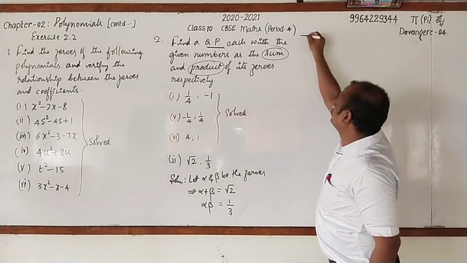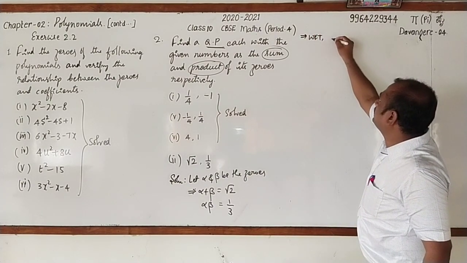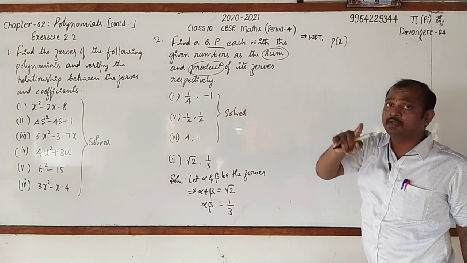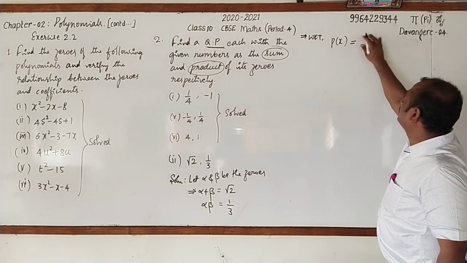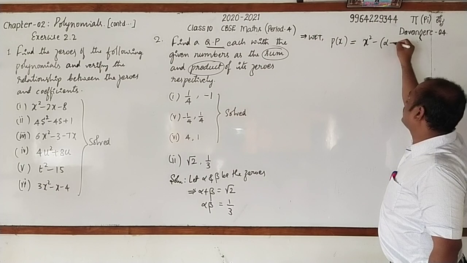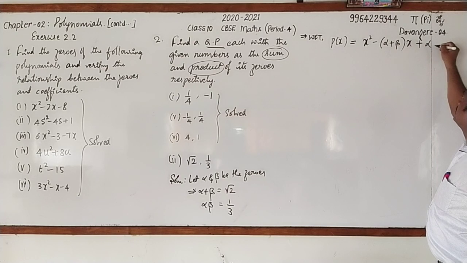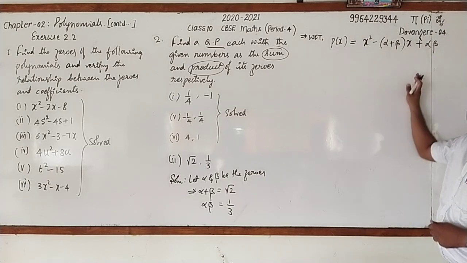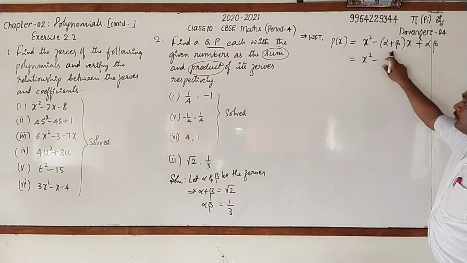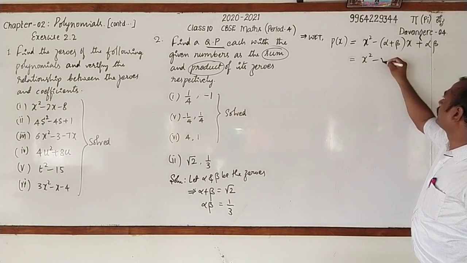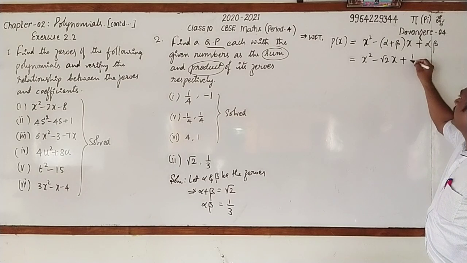Dear students, you know that the quadratic polynomial, when zeros are given, can be written as p of x equal to x square minus of the sum of zeros, that is alpha plus beta, into x plus the product of zeros, alpha into beta. Now this is equal to x square minus, what is alpha plus beta? It is root 2, into x plus alpha into beta, it is 1 by 3.